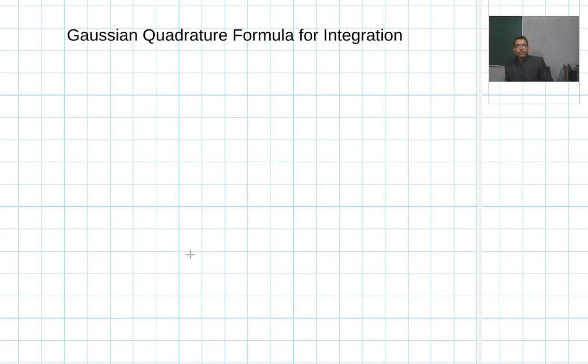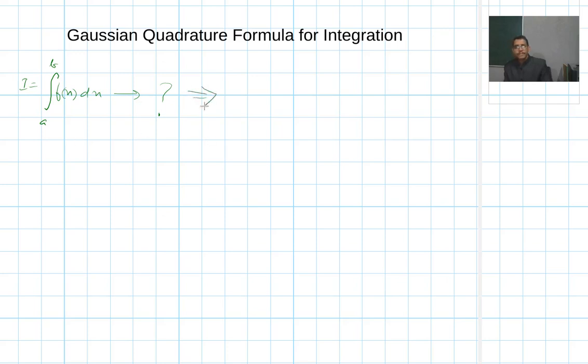Well, today I am going to talk about the Gaussian quadrature formula, which is used to do integration. So first of all, let us define the integral which we want to evaluate. This is the integral from a to b of f of x dx. This is the integral which we want to evaluate, right? So let us rewrite this integral in a new form.